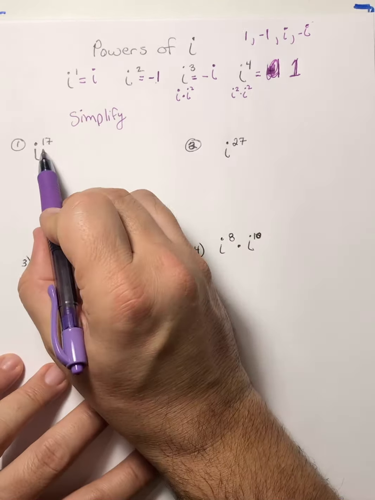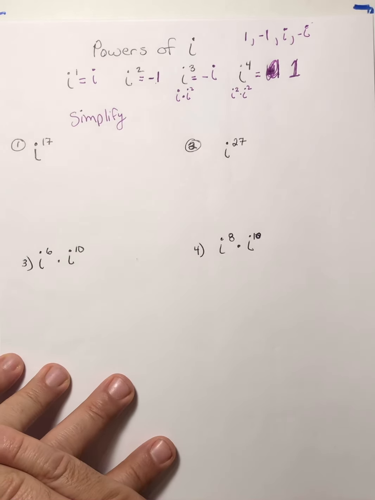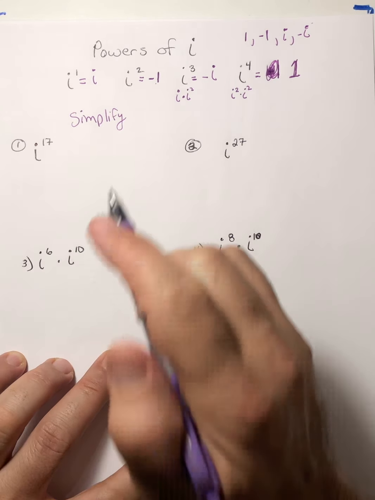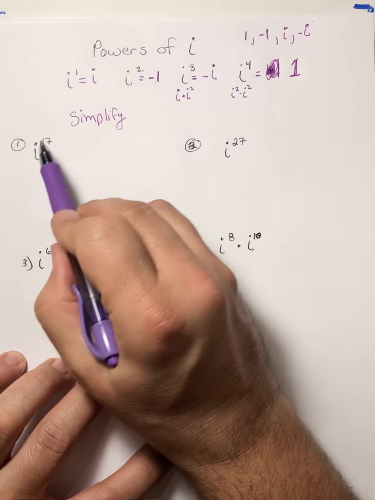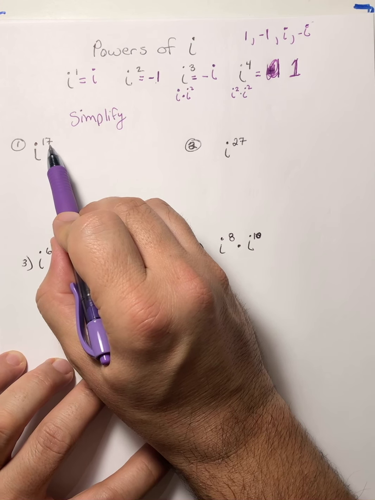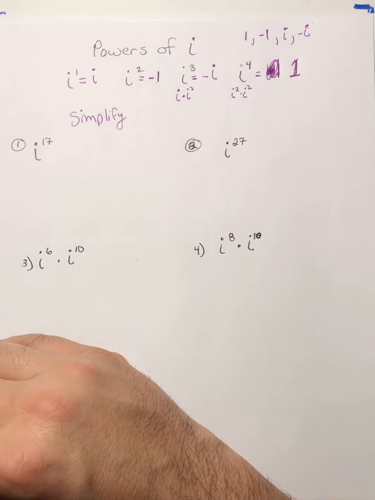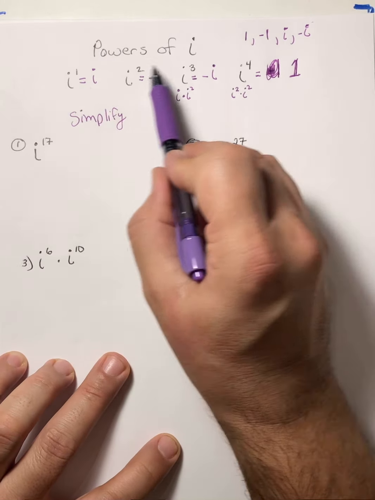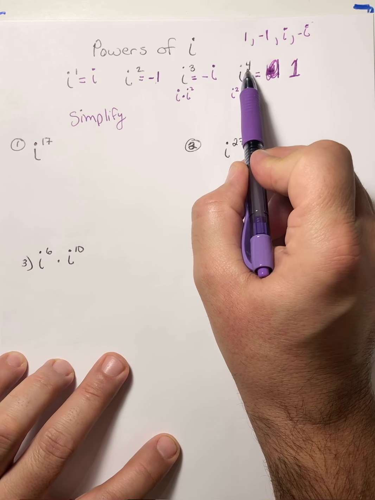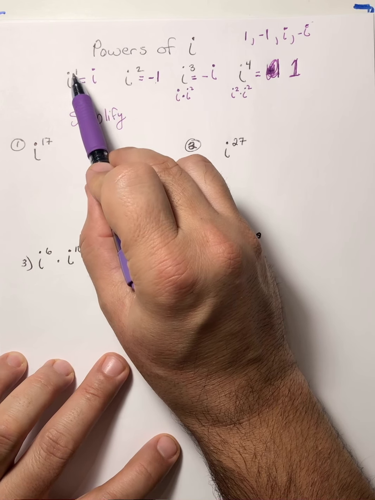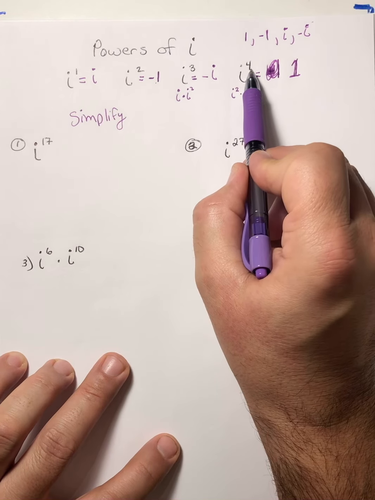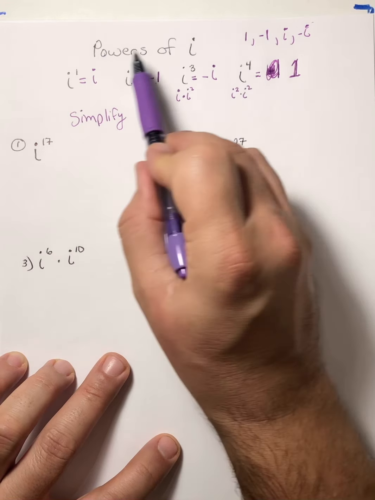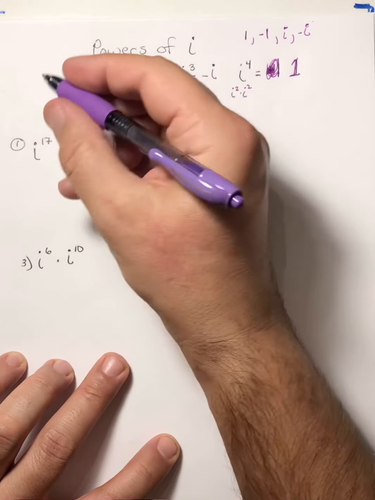Now how do I clean up i to the 17th? There's a nice little trick that we can do, where you're looking at groups of 4. How many of these groups of 4 go into 17? I can just start counting. 1, 2, 3, 4, 5, 6, 7, 8. There's 2 groups. 9, 10, 11, 12. There's 3 groups. 13, 14, 15, 16. There's 4 groups. And here's 17, i to the power of 1. So I just get i.